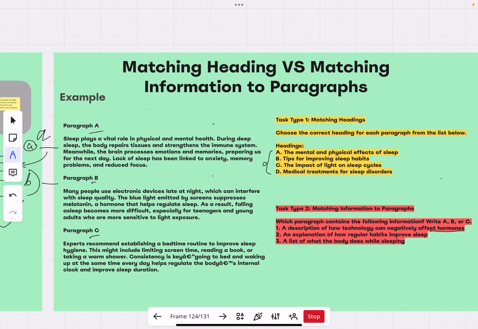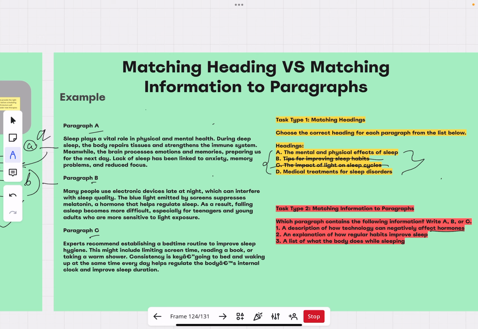So let's read the titles and choose the title for paragraph A. The mental and physical effects of sleep. Tips for improving sleep habits. No, there are no tips, right? The impact of light on the sleep cycle. No, I didn't read anything about light.